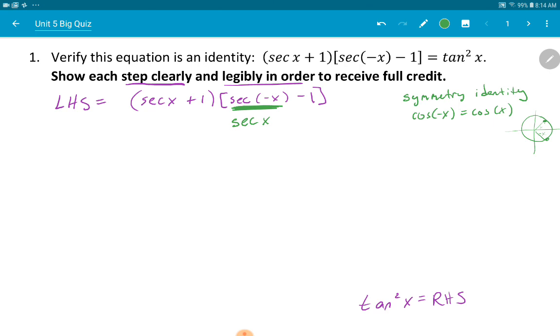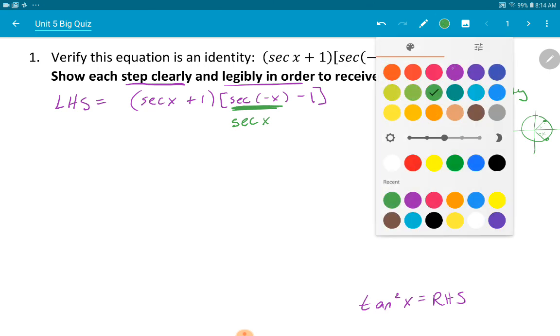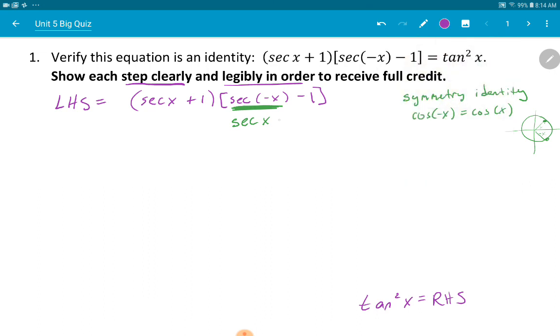Now if I had just rewritten that step without identifying why, then it's not clear that you didn't just drop the negative by accident. So make sure you tell me what identity you used on that step.